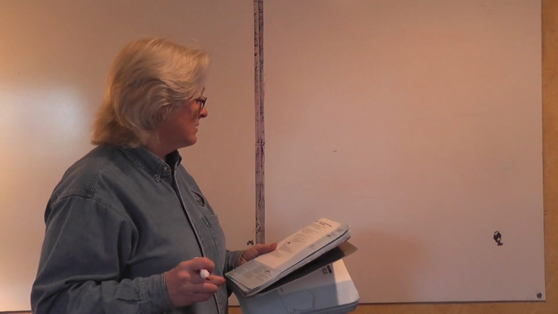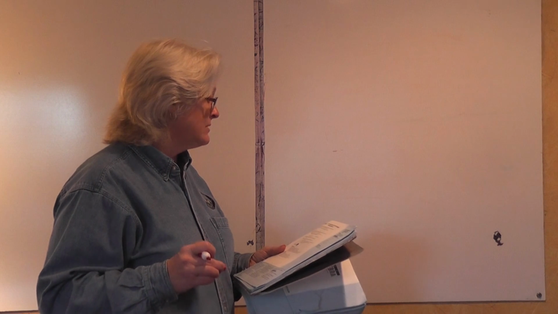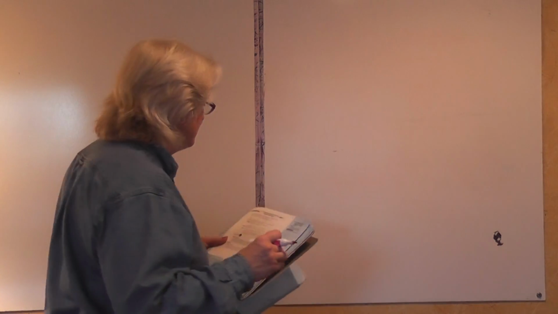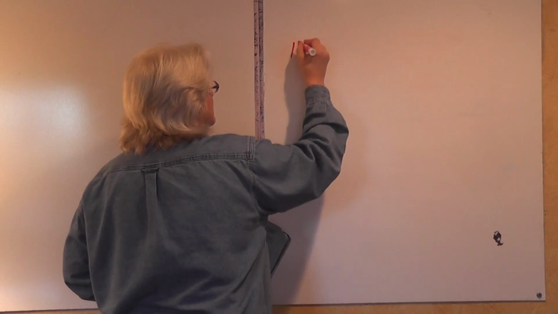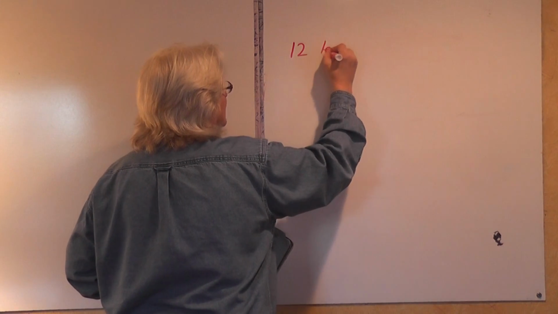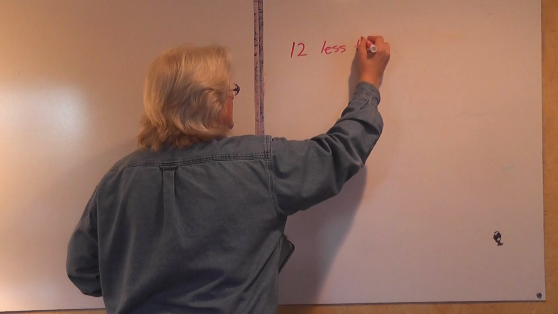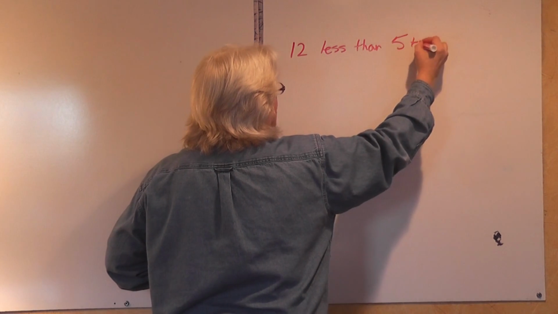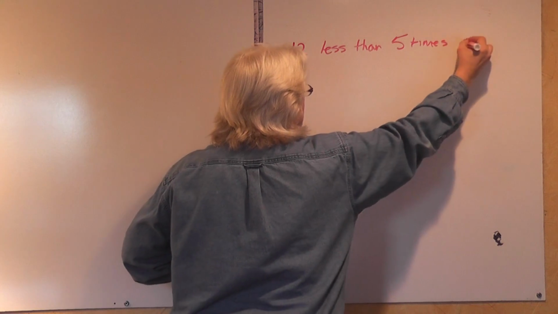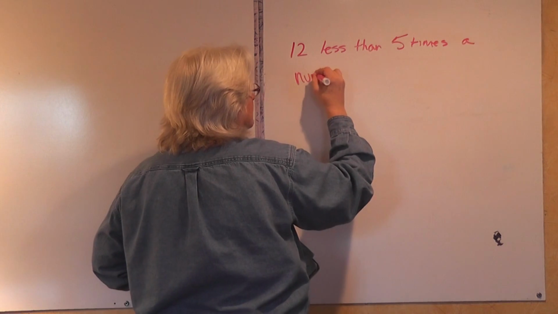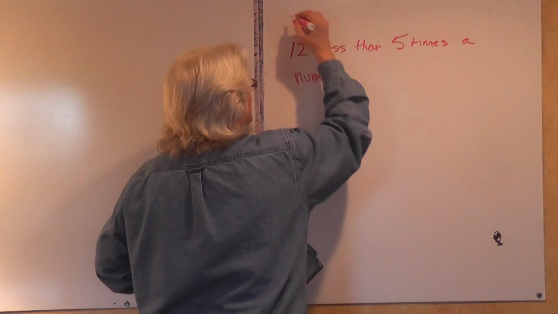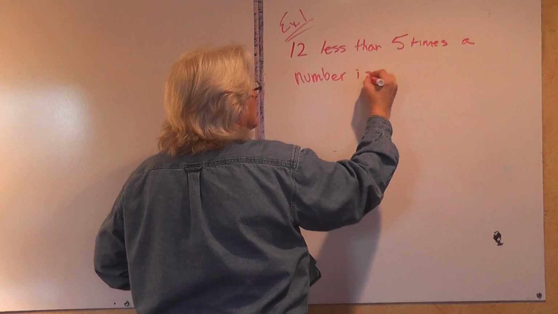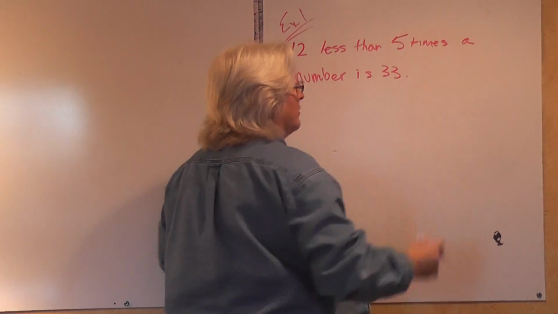We're being asked here to write an equation that says 12 less than 5 times a number is 33. 12 less than 5 times a number is 33. I believe I said this was example 2. It's actually example 1.